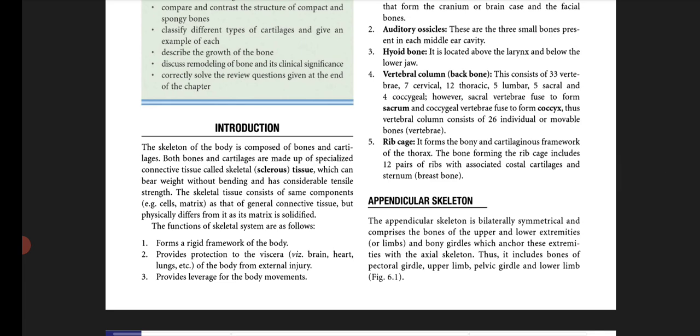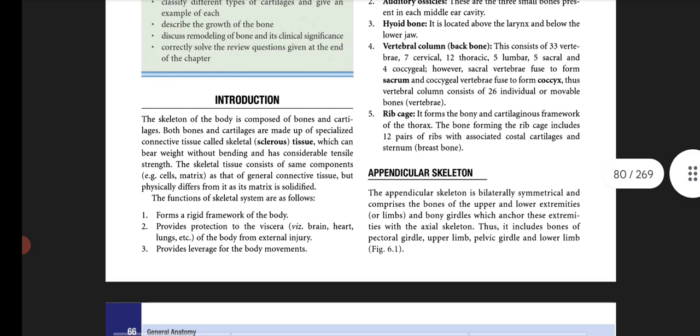of the body is composed of bones and cartilages. Both bones and cartilages are made up of specialized connective tissue called skeletal tissue, which can bear weight without bending and has considerable tensile strength. The skeletal tissue consists of the same component, called the matrix, as that of general connective tissue.